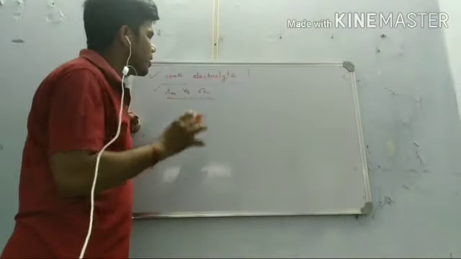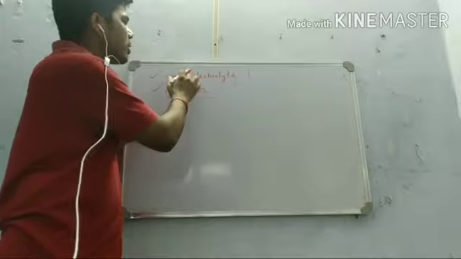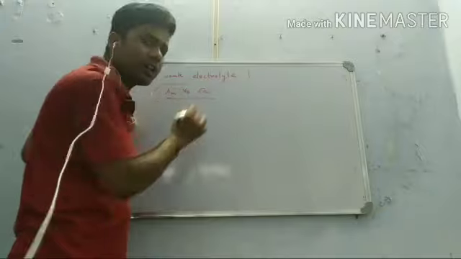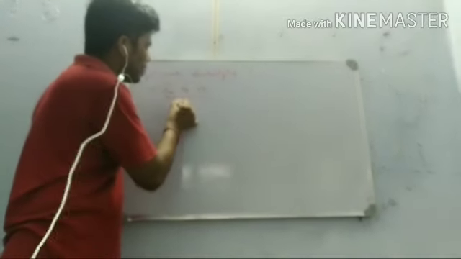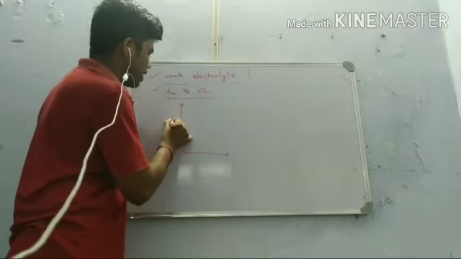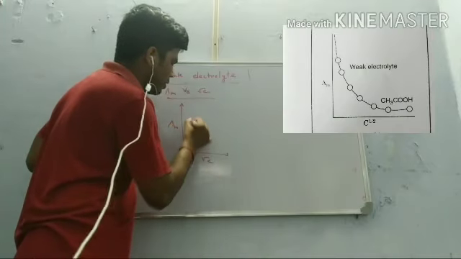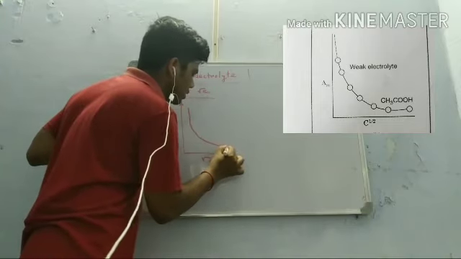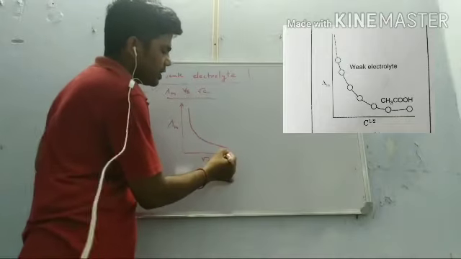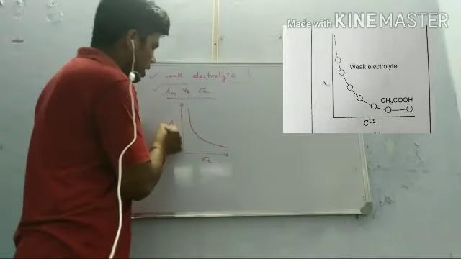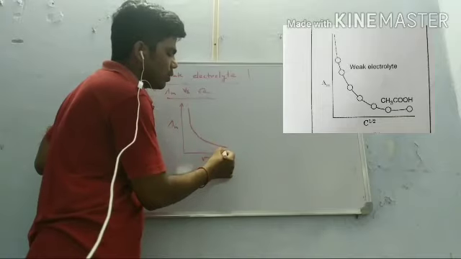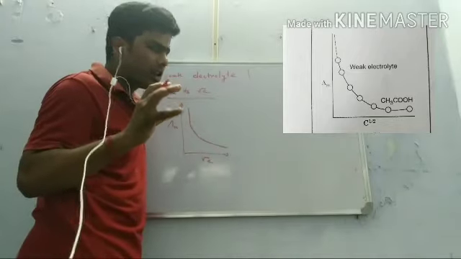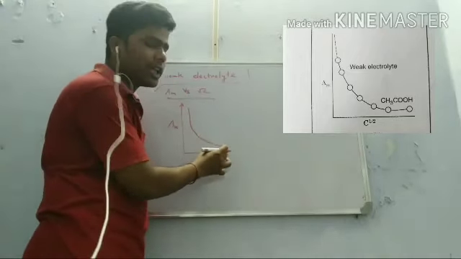Let's discuss the variation of molar conductivity with dilution for a weak electrolyte. We take into account the graph of lambda m versus root c for a weak electrolyte, and the graph would look like this. At higher concentration, molar conductivity is very low because the degree of dissociation is very low at high concentration.